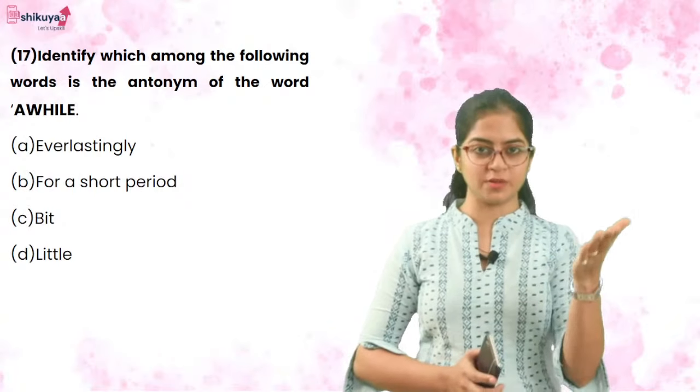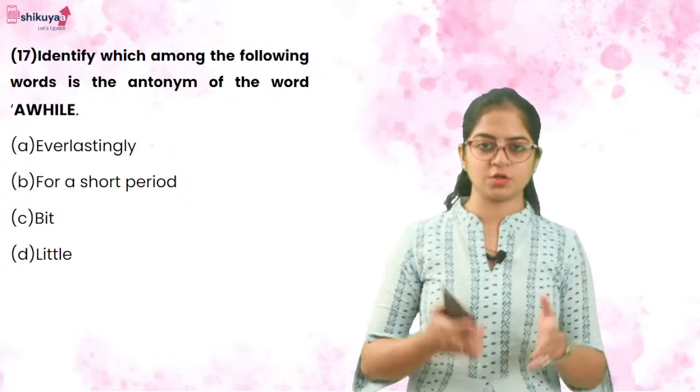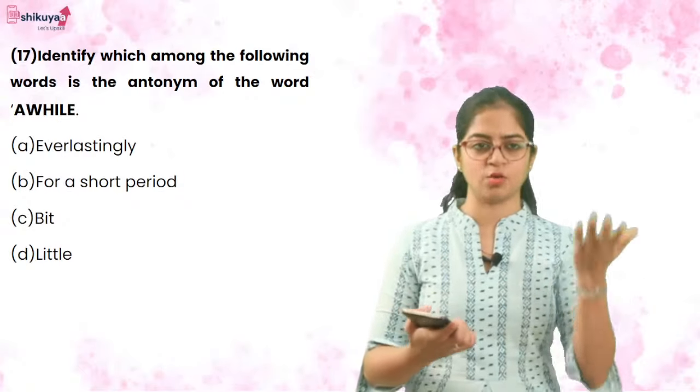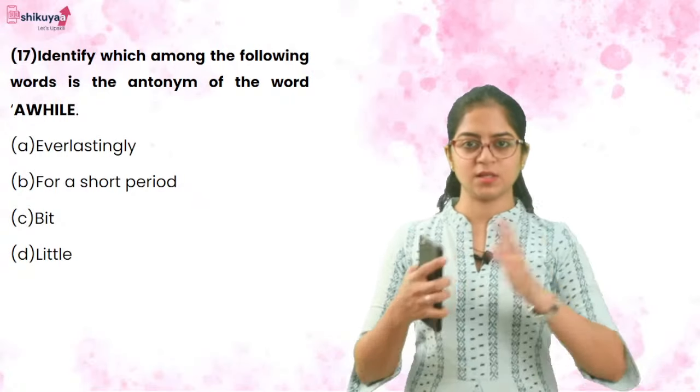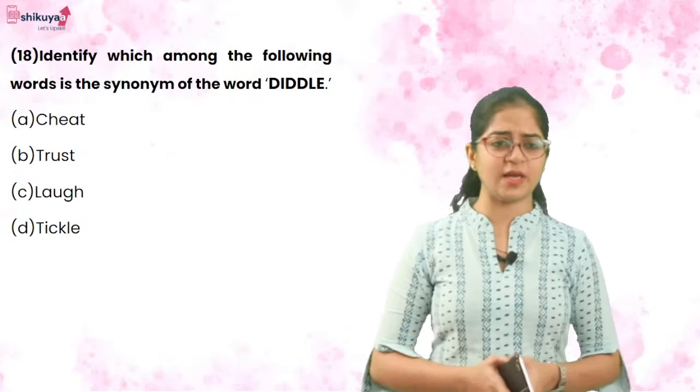So we cannot go with B, of course, for a short period, bit, little. These are all related words. So we want the antonym, and that is only option A. Everlastingly is the antonym to "a while." Well, let us have the next question.